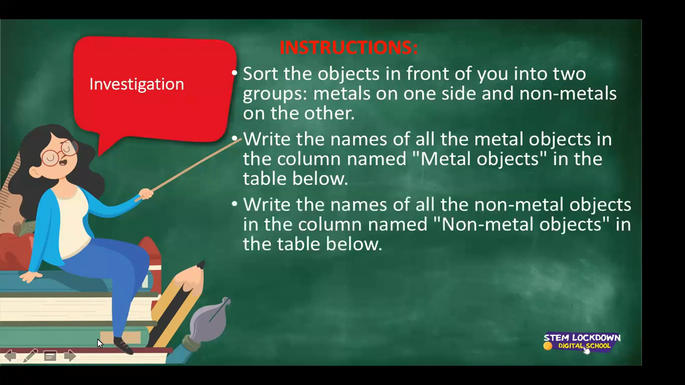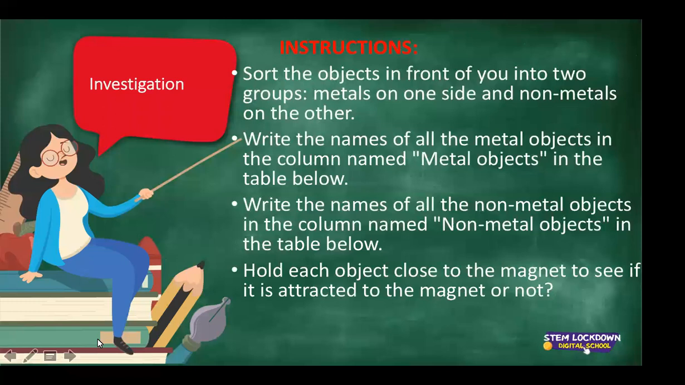Okay, then you're going to write on the table again, you're going to write all the metal objects that you have found, and also all non-metal objects that you have found or that you have used or utilized for your investigation. Then you're going to hold each object closer to the magnet to see if it can attract to the magnet or not. You're going to hold your magnet and start with the first group of metal. Then you are going to place that metal closer to any object that you have found and check if that object was attracted to a magnet.